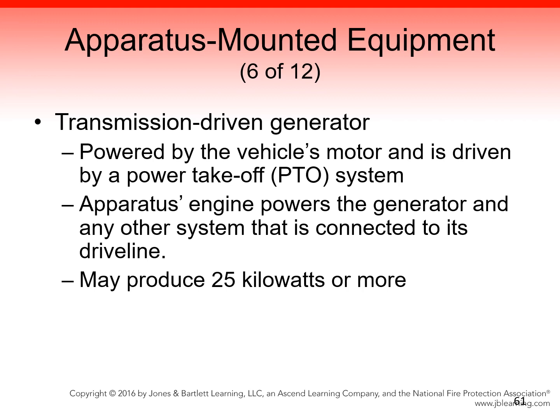Transmission-driven generator. Powered by the vehicle's motor and driven by a power takeoff, PTO, system. The apparatus engine powers the generator and other systems that are connected to its driveline. May produce 25 kilowatts or more. To engage a generator PTO, follow the steps in Skill Drill 11-7. To disengage a generator PTO, follow the steps in Skill Drill 11-8.